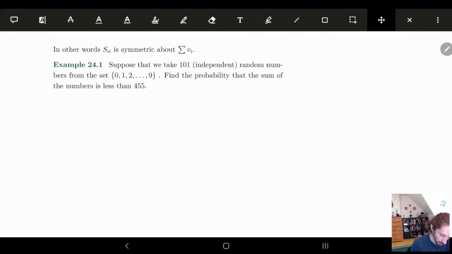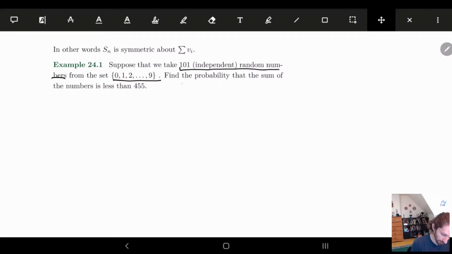So we have 101 independent random numbers from the set 0 through 9. So I have 0, 1 through 3, all the way up to 9, and I just took 101 samples with replacement. Think of it this way: you can think of these as grades on some 9-point assignment. You can have 0 marks, you got 9 marks, or it's like your GPA, where 9 is perfect and 0 is a really bad GPA. So you can think of this as 101 grades in a class, or you're looking at 101 students in a class and their grades.